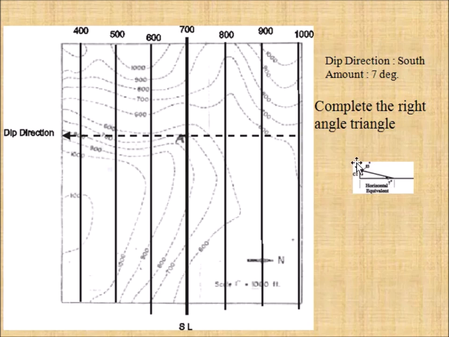So we draw an angle of 83 degrees here, the complementary angle, and this gives us the 7 degrees here, and this completes the right angle triangle where we are able to know the horizontal equivalent. Once we know the horizontal equivalent, we are able to draw successive strike lines. We know that in the direction of dip, the value of the strike line will keep on decreasing, whereas against the direction of dip, they will keep on increasing. So the first thing is to draw successive strike lines throughout the map. Here you can see this is 700, then against the direction of dip 800, the values will increase, and in the direction of dip the values are decreasing. By doing this, we have made strike lines in the entire map.